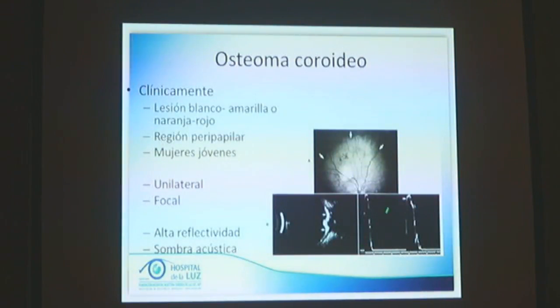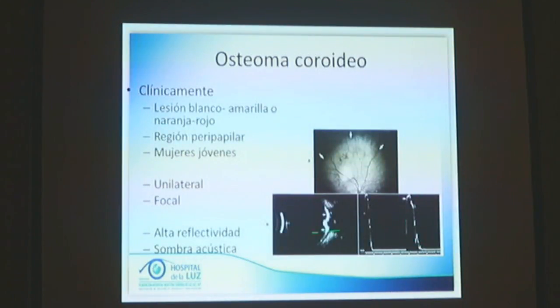En el modo A vemos igual, es una lesión de reflectividad muy alta y si se dan cuenta aquí no hay ángulo capa. Esto quiere decir que hay una atenuación acústica importante. Al no ver un ángulo capa en ese sector, quiere decir que aquí se absorbe el sonido y cae abruptamente la propagación del mismo. Esos son datos clínicos muy sugestivos o prácticamente diagnósticos de un osteoma coroideo.